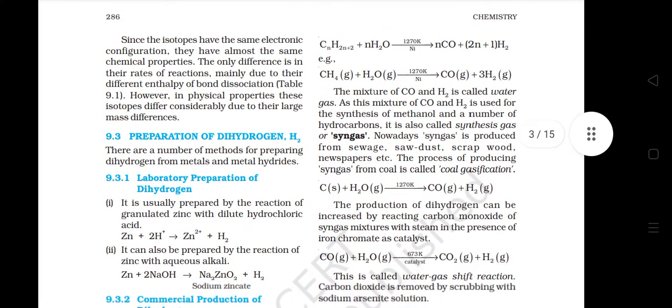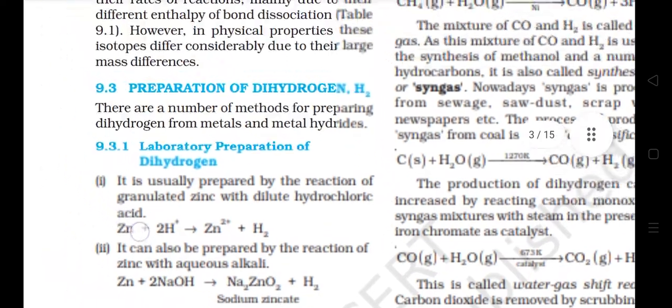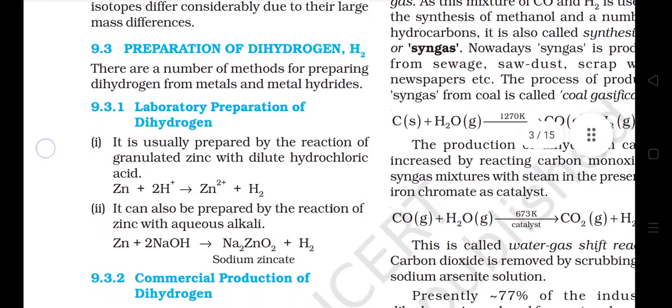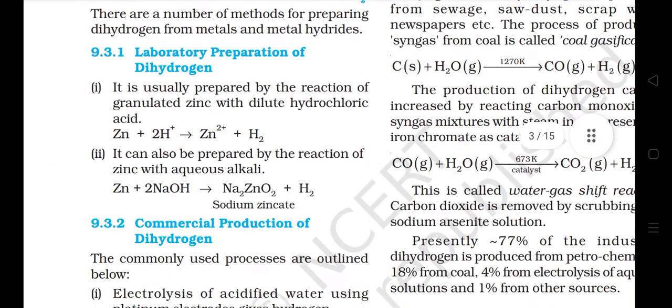Since the isotopes have the same electronic configuration, they have almost the same chemical properties. The only difference is in their rates of reactions, mainly due to their different enthalpy of bond dissociation. However, in physical properties, these isotopes differ considerably due to their large mass differences. 9.3 Preparation of dihydrogen, H2. There are a number of methods for preparing dihydrogen from metals and metal hydrides.